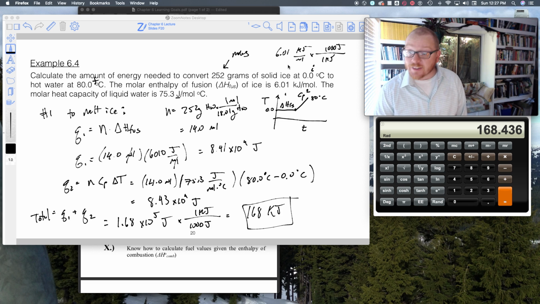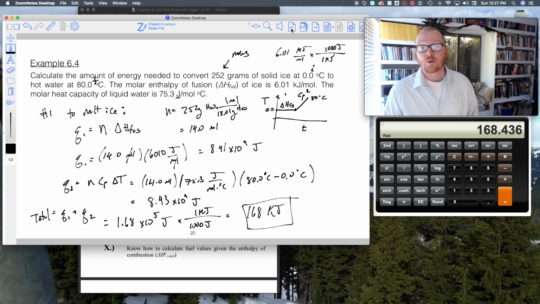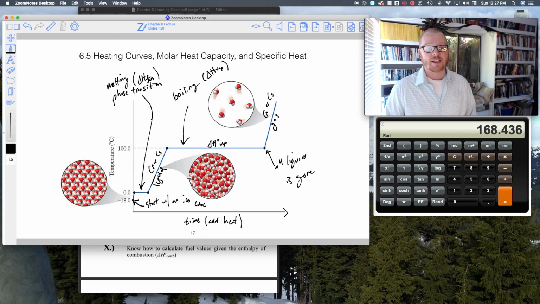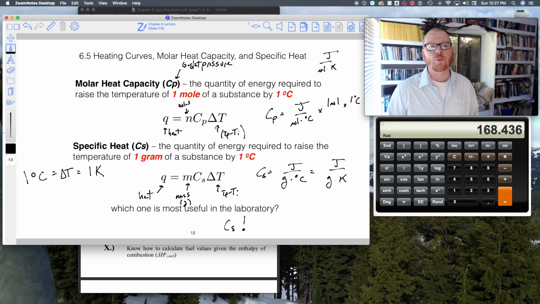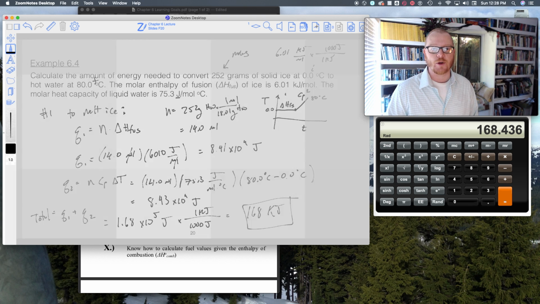So again, when we're doing these calorimetry equations, keep in mind that when we encounter a phase transition, it's got to be the number of moles times the delta H. But when the temperature is actually changing, that's where we use one of the two heat capacity equations, depending on if we have moles or if we have mass. So keep track of those.